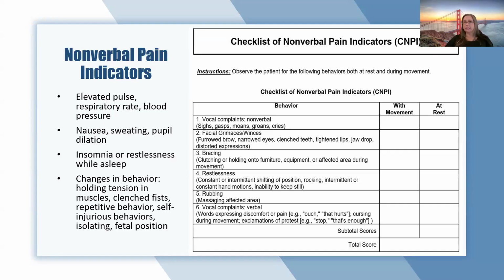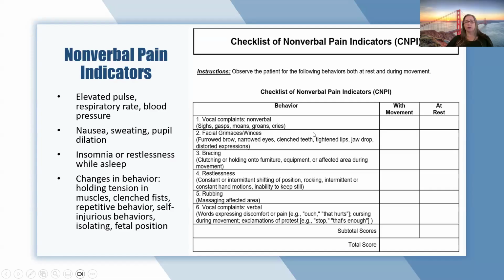Also, if they are isolating all of a sudden, they don't want to join in with people, they're hiding out in their room, they're in the fetal position in bed, those are all things that could indicate that somebody is having pain or discomfort. And of course, if we know that they are at risk for constipation, we want to always consider that maybe they're having trouble with that.